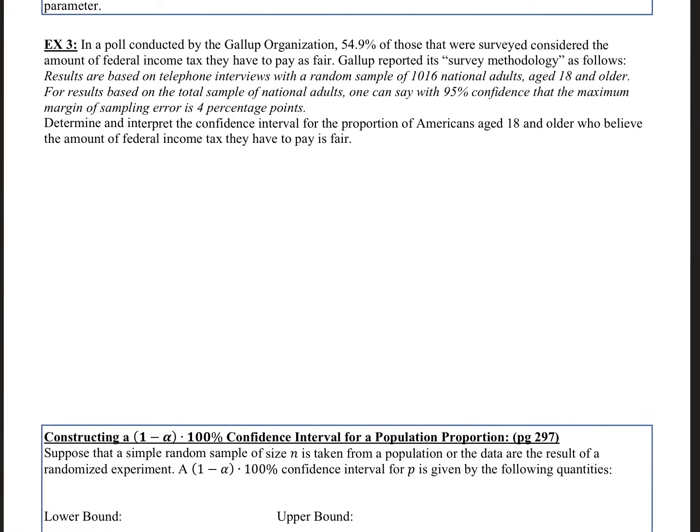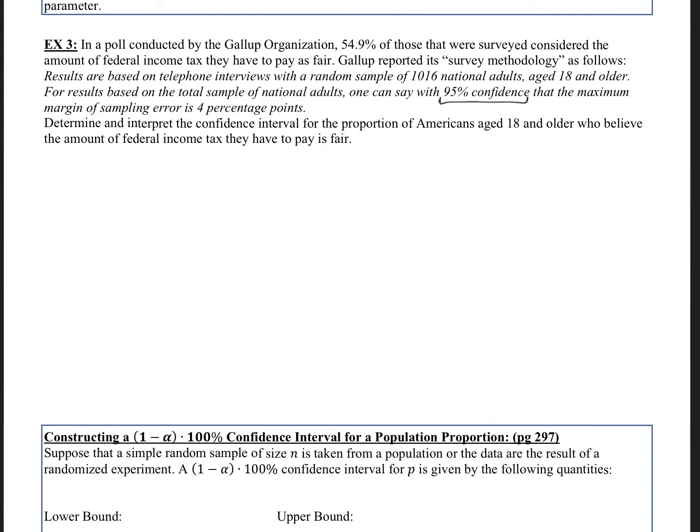In a poll conducted by the Gallup organization, 54.9% of those surveyed considered the amount of federal income tax they had to pay as fair. Gallup reported its survey methodology as follows. Results are based on telephone interviews with a random sample of 1,016 national adults, aged 18 and older. For results based on the total sample of national adults, one can say with 95% confidence, so they're pretty confident, right, that the maximum margin of sampling error is 4 percentage points. Determine and interpret the confidence interval for the proportion of Americans aged 18 and older who believe the amount of federal income tax they have to pay is fair.